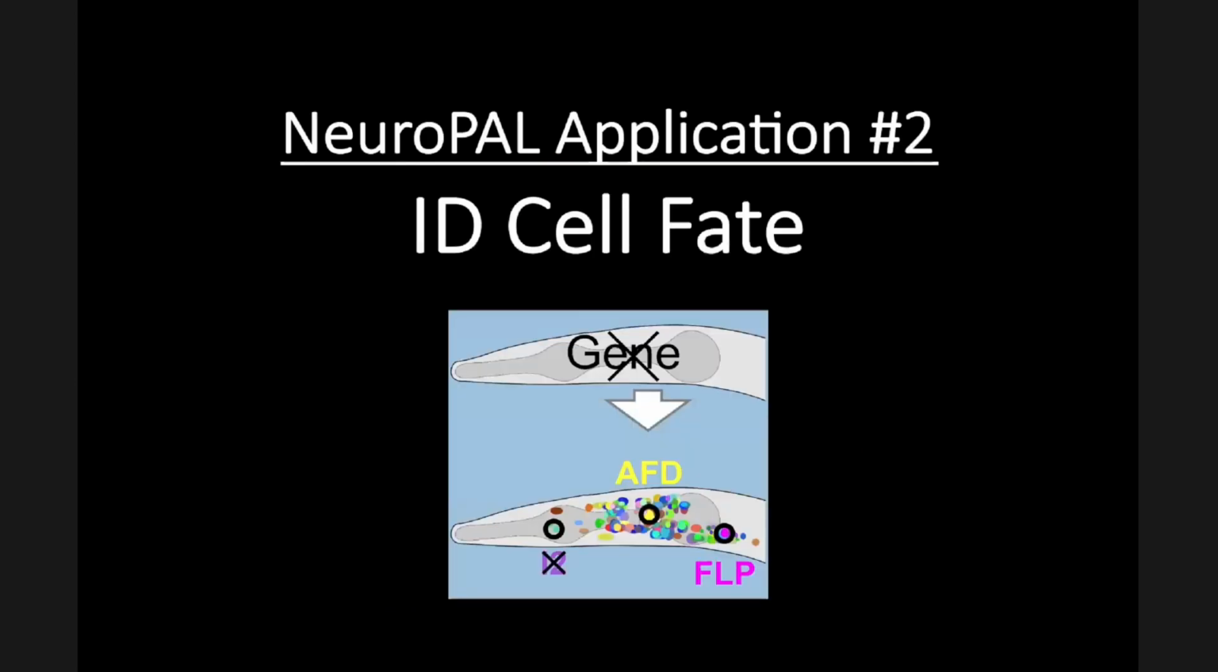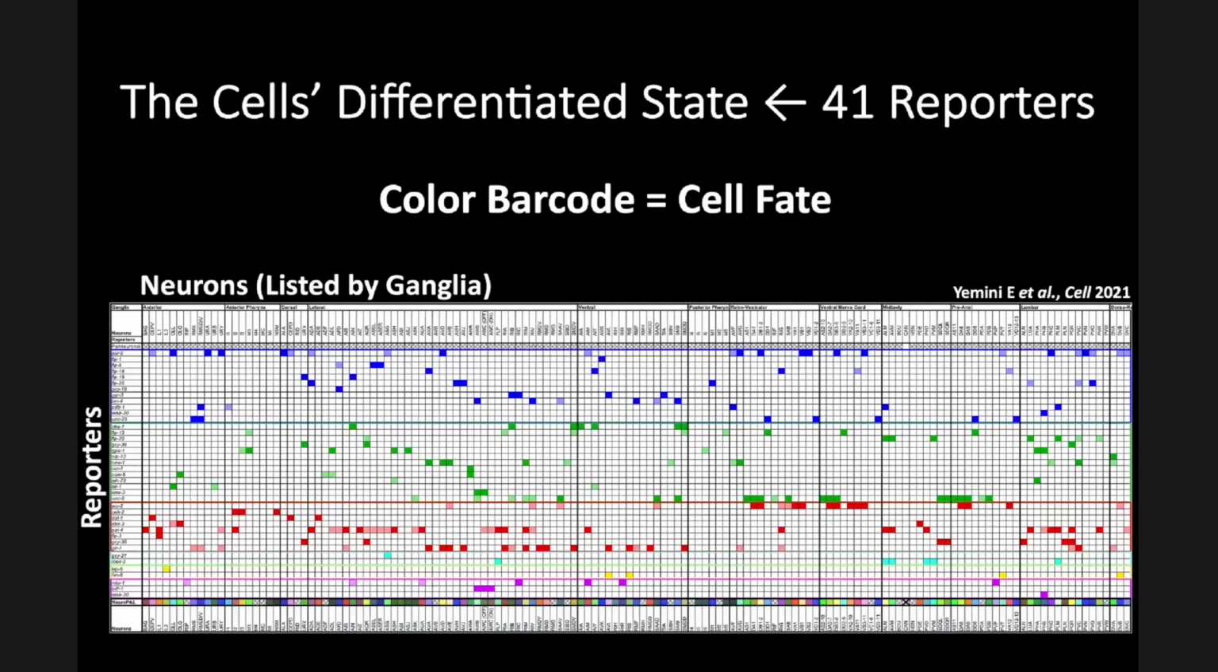Okay. So the second NeuroPAL application I'll tell you about is identifying cell fate. And here I'm just going to go back to the spreadsheet I showed you earlier. The reason the neurons have the color that they have is because of the set of reporters that are driving colors within them. And these reporters are for identity markers for the neurons.